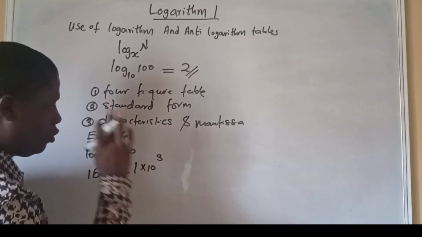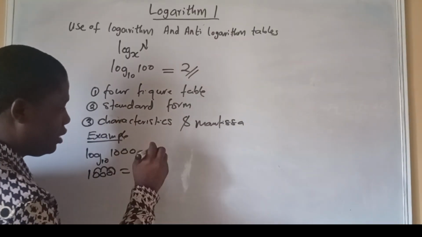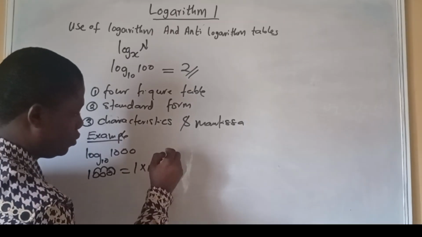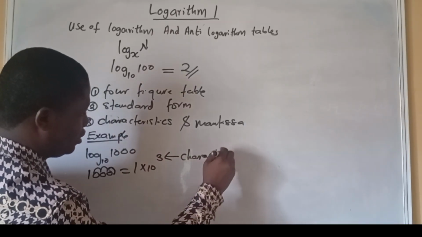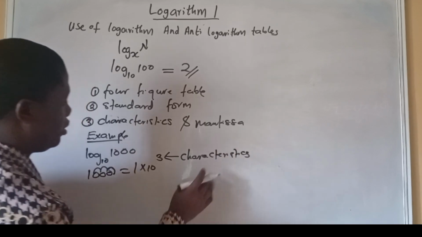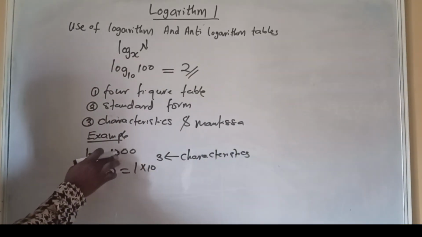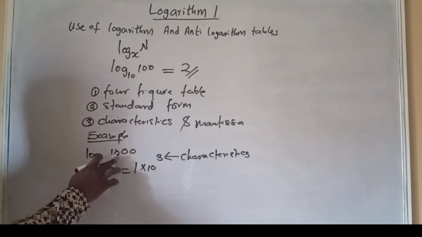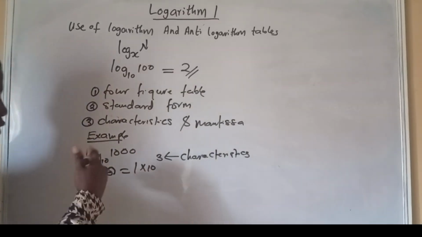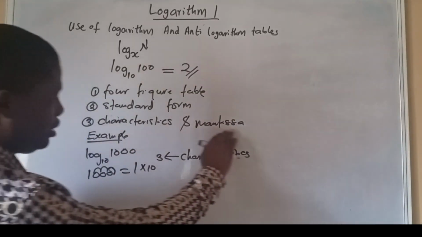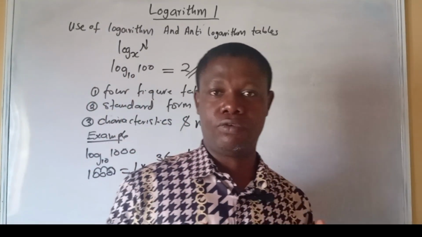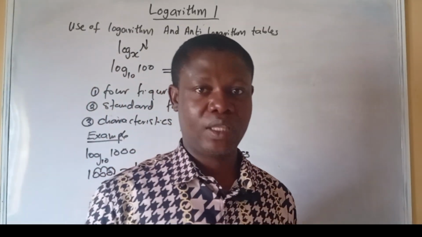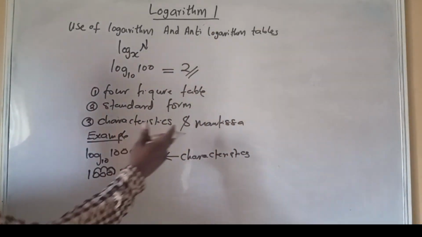So automatically here, our characteristics becomes 3. The 3 here is the characteristics of this logarithm, right? What the remaining part is, is the mantissa. And for us to find the mantissa, we must make use of our four-figure table, right? Now, how do we do that?